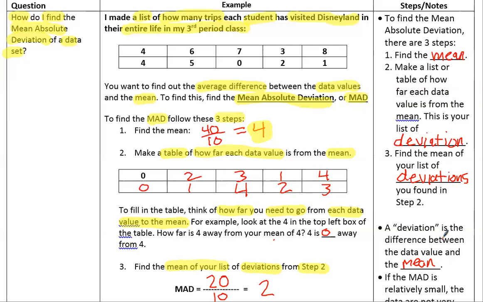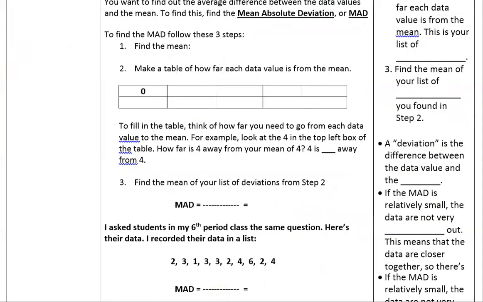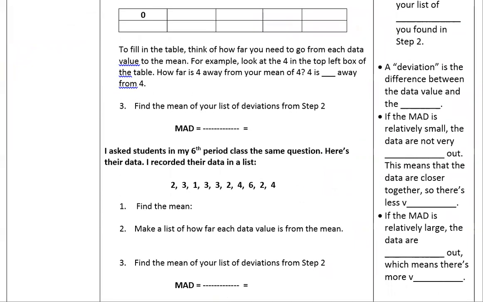Okay. And the next one, I'm going to scroll down. I'm going to finish this question. And then I'll do a third video for the last one. If the mean absolute deviation is relatively small, like ours, we had 2 in this first example, the data are not very spread out. This means that the data are closer together, so there's less variation.